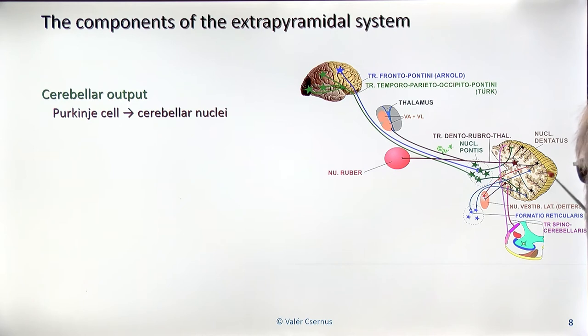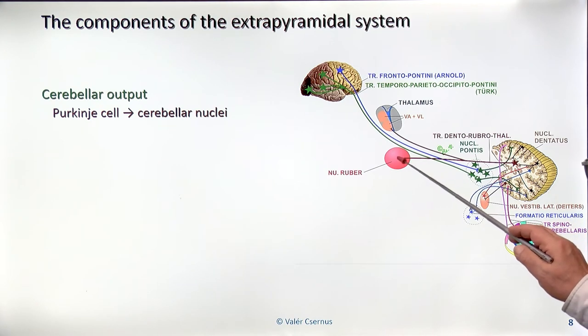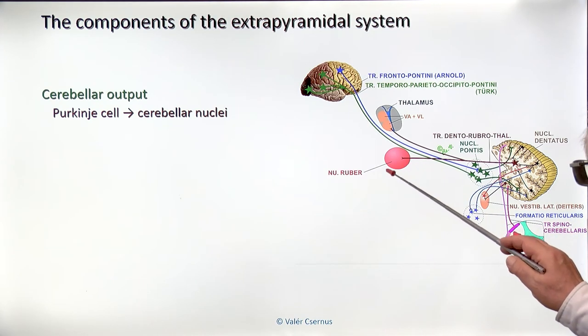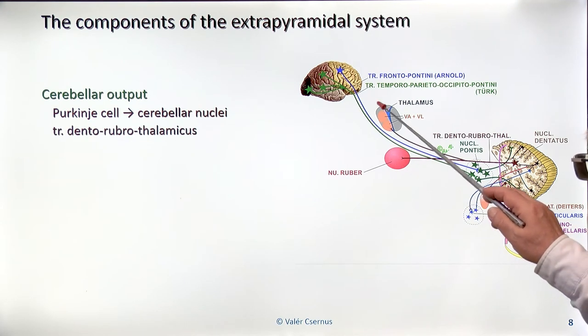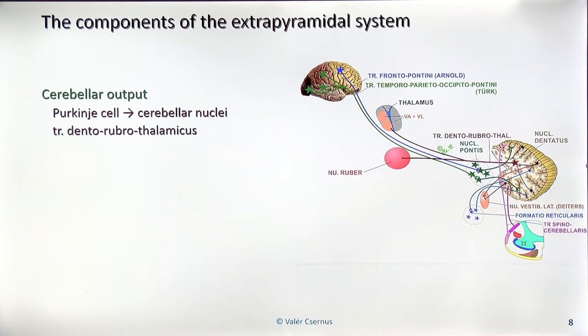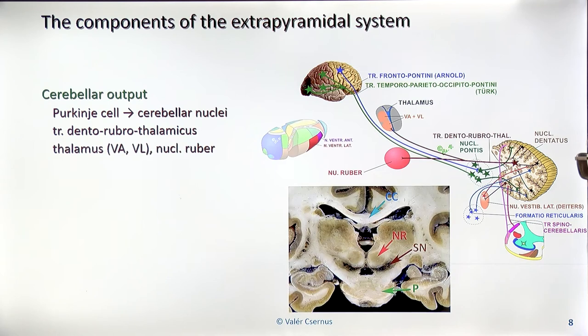The output of the cerebellar cortex, output cells, are the Purkinje cells. The axon of the Purkinje cells end up in the pontine nuclei, and the biggest of them is the dentate nuclei, but the other nuclei behave similarly. And the pathway from this dentate nuclei through the superior cerebellar pedunculus ends up in two nuclei, the red nucleus, nucleus ruber, and the extrapyramidal nuclei of the thalamus. These are ventral anterior and the ventral lateral nuclei.